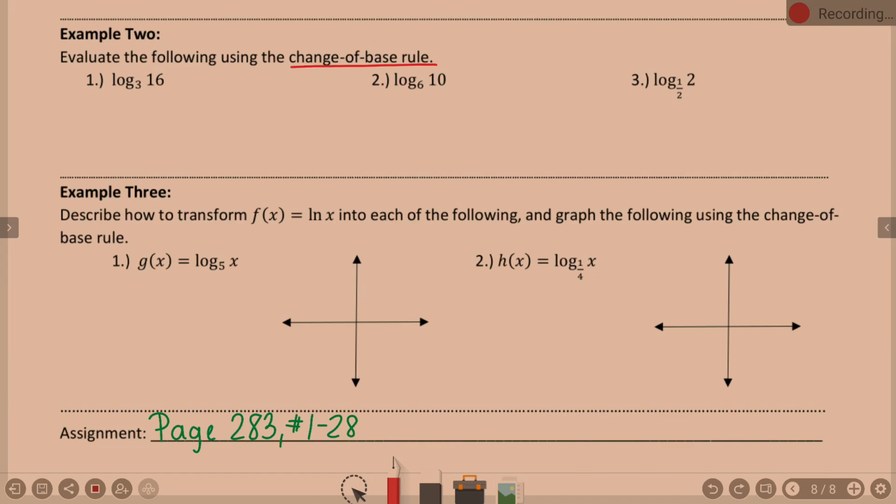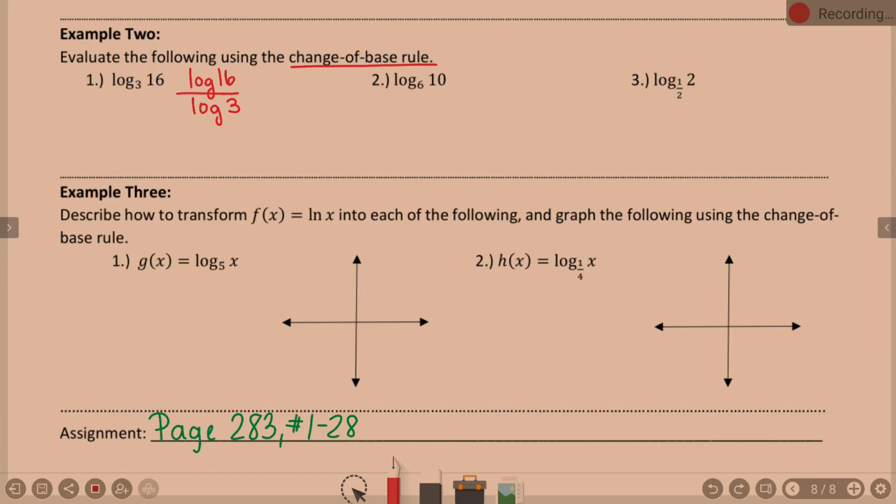Can you just hit log of 16 on your calculator? No, because that's going to give me log base 10. Do I want log base 10? No. How can I do this? What can I rewrite this as? Okay. So one option is to say this is log of 16 divided by log of 3. What's the other option?